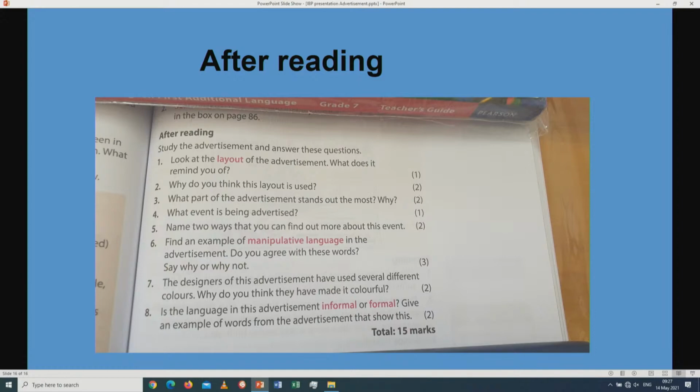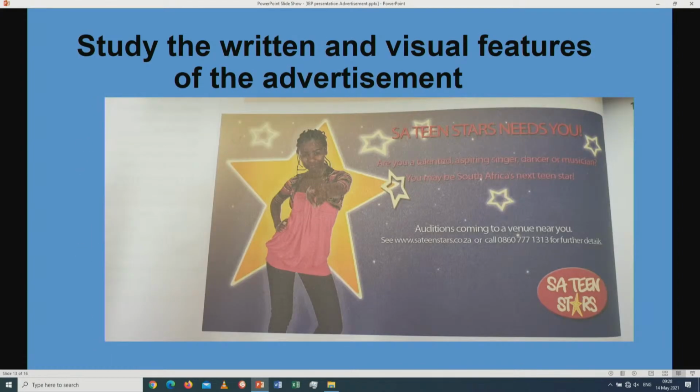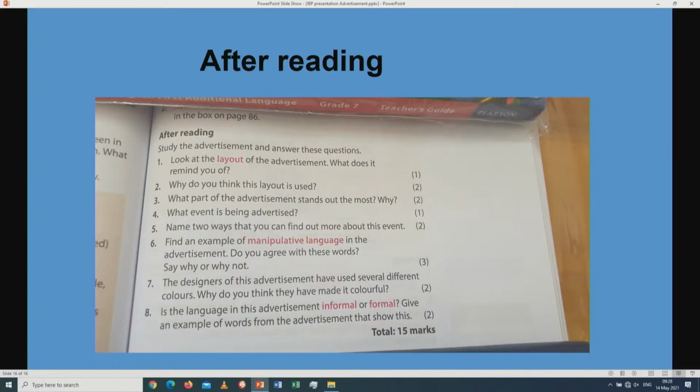Look at the layout of the advertisement. What does it remind you of? I'm reading again. Look at the layout of the advertisement. What does it remind you of? Let's go back to the advertisement. Looking at the layout. Think of what it reminds you of. Right, and then we go to question 2. Remember, question 1 is worth 1 mark.